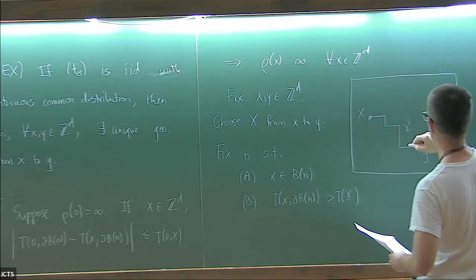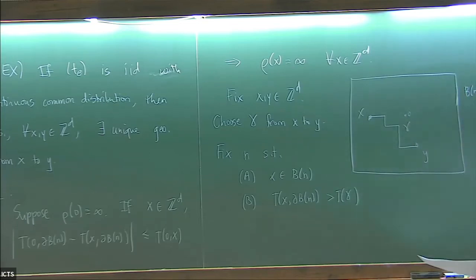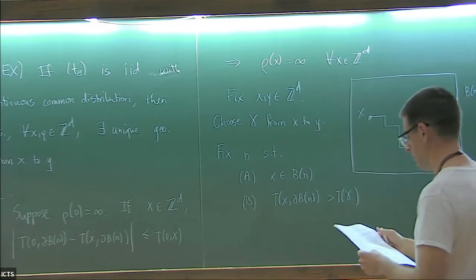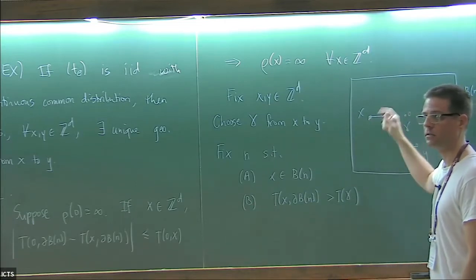So maybe 0 is in here somewhere. I don't know. There's 0. Here's a box of size n. Okay, this is allowed. Now let's consider any path that starts from x and leaves the box.